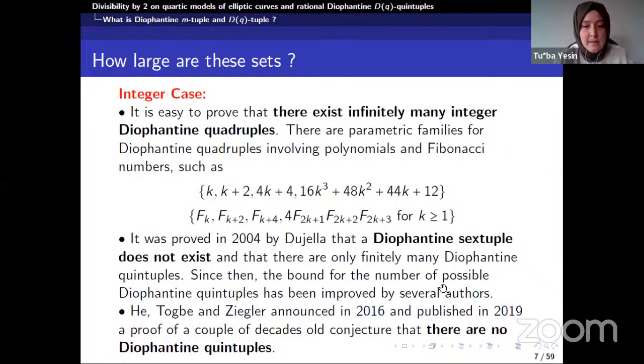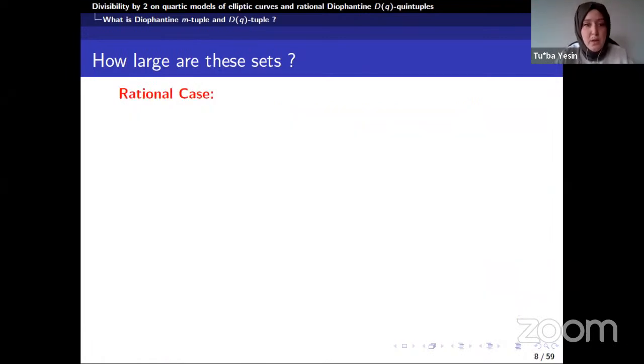And in 2016 it was announced, and in 2019 it was published, the proof of this old conjecture, which means there are no Diophantine quintuples. So with the proof of this conjecture, the question of how large these sets can be is completely solved for the integer case. What about the rational case? Okay, we cannot get a Diophantine quintuple. That means we cannot find 5 integers satisfying the same property. Can we find the fifth number as a rational number? So we should consider the rational case now.